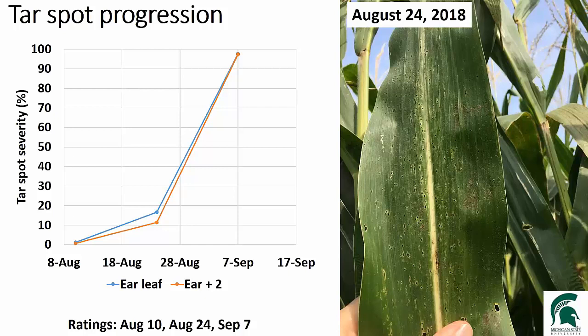But from there, it really exploded very, very quickly. By August 24th, we're up to about 30, 40 tar spot lesions on a leaf. Here's an example of that leaf by August 24th. By that time, it had also reached up into the tassels and was actually causing lesions on the tassels. Then we came back September 7th and essentially the whole field was dead. So again, it's one of these things that I think catches us off guard a little bit because it is somewhat sneaky, compared to northern leaf blight and gray leaf spot.